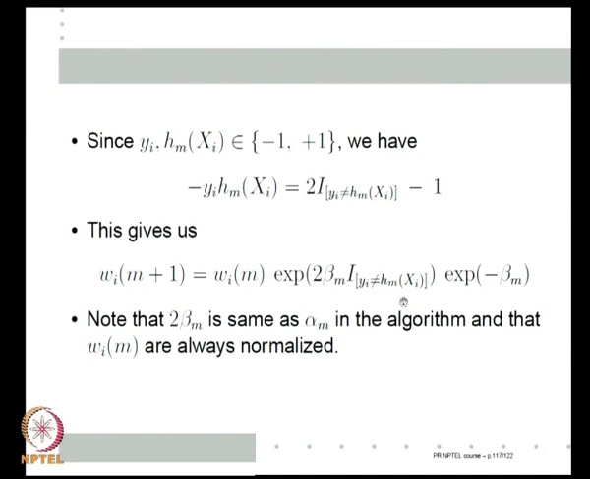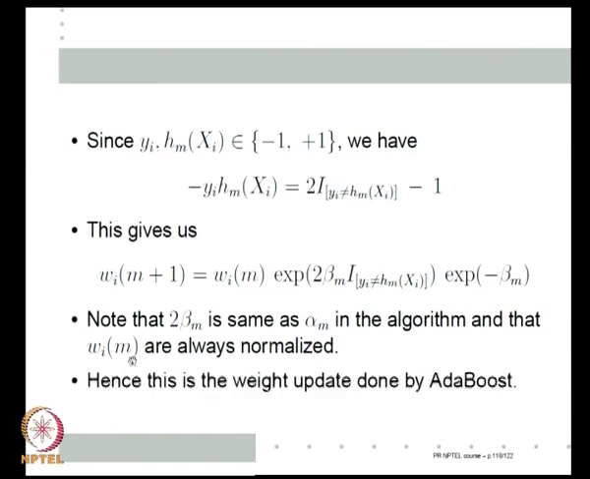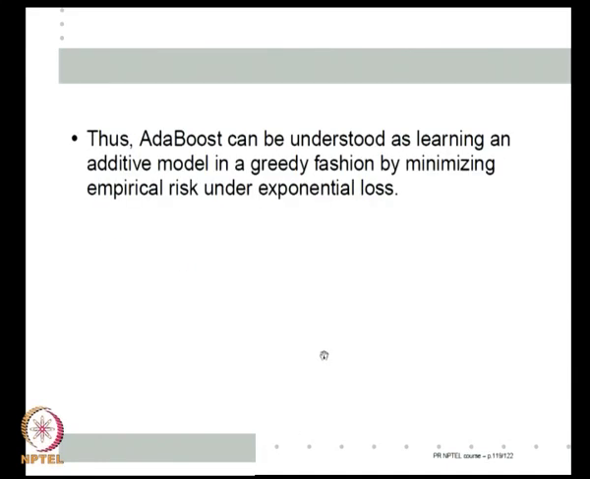Wim exponential alpha m times I y not equal to hm xi, into some constant. This constant does not matter because I am normalizing it. So, the 2 beta m is the same as alpha m and the Wm are always normalized, hence the weight update is the AdaBoost one. What we have shown is essentially that the AdaBoost algorithm is finding a minimizer of empirical risk, not a true minimizer, but an approximate minimizer using a greedy approach, under the exponential loss function. Thus, AdaBoost can be understood as learning an additive model in a greedy fashion by minimizing empirical risk under exponential loss.